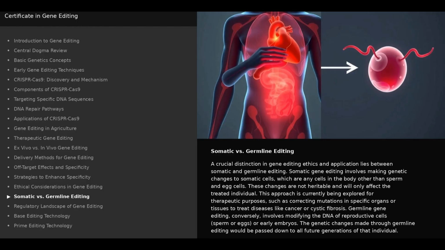This heritable aspect raises significant ethical and safety concerns, as the long-term consequences on the human gene pool are unknown and potentially irreversible. Most countries currently prohibit or heavily restrict germline editing in humans. The distinction is fundamental to regulatory and ethical discussions. Understanding this difference is key to appreciating the varying implications of gene editing technologies.